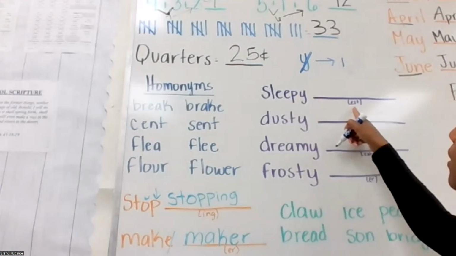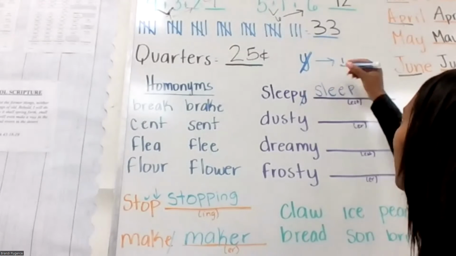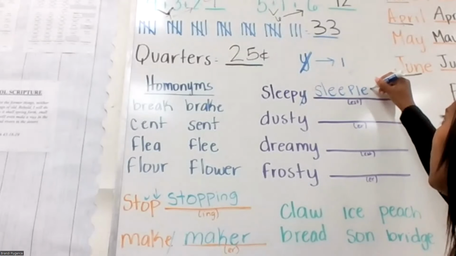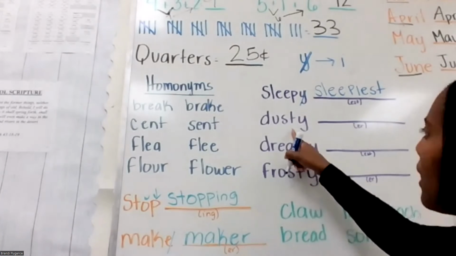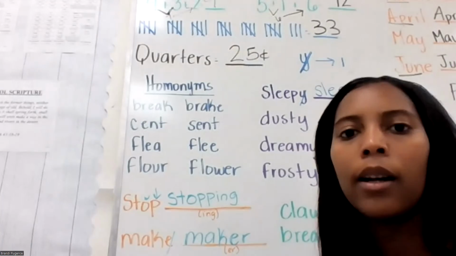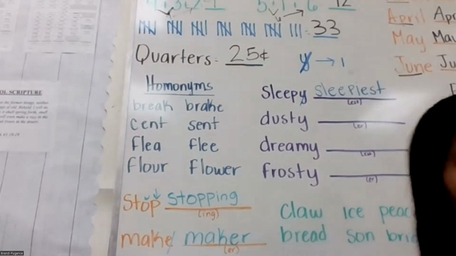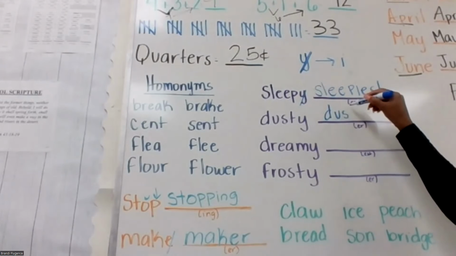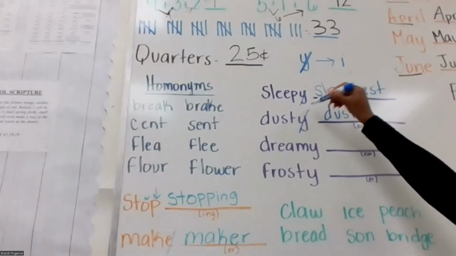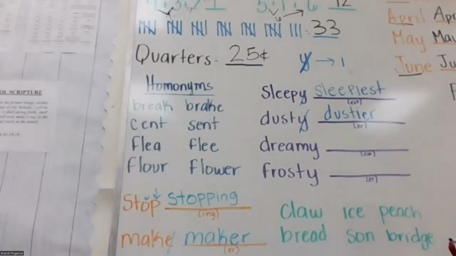So let's look at sleepy. I want to turn sleepy into sleepiest. S-L-E-E-P, take away the Y, add I-E-S-T. Sleepiest. You see what I did? Take the Y, change it into an I. So dusty, how would I turn dusty into dustier? D-U-S-T, take that Y away and add I-E-R. Dustier.